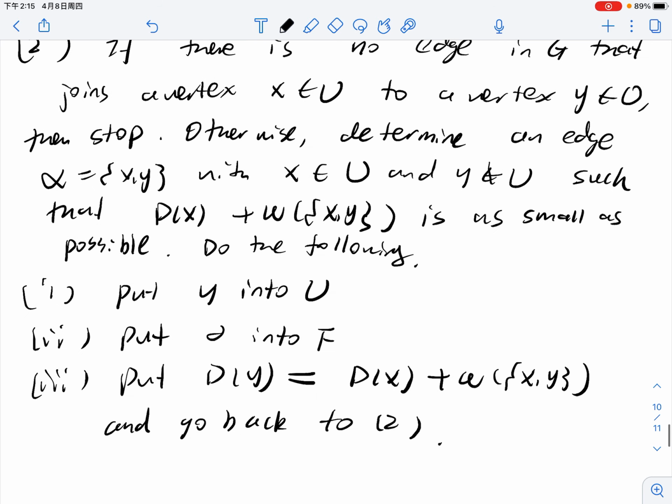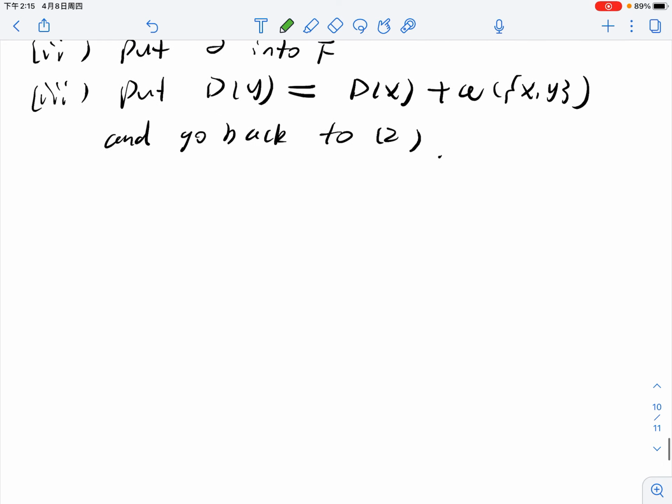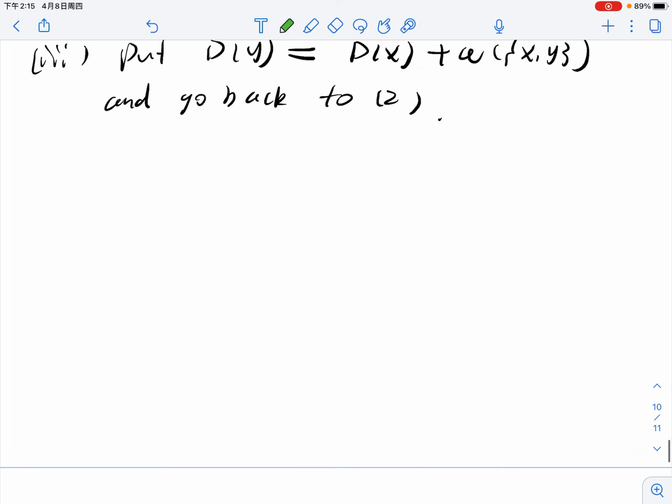So here, the important thing is, when you choose x and y, first you need to choose an edge with one vertex in and one vertex out, and then you need to choose such a pair where the weight is smallest. For a finite graph or locally finite graph, you can always do that.